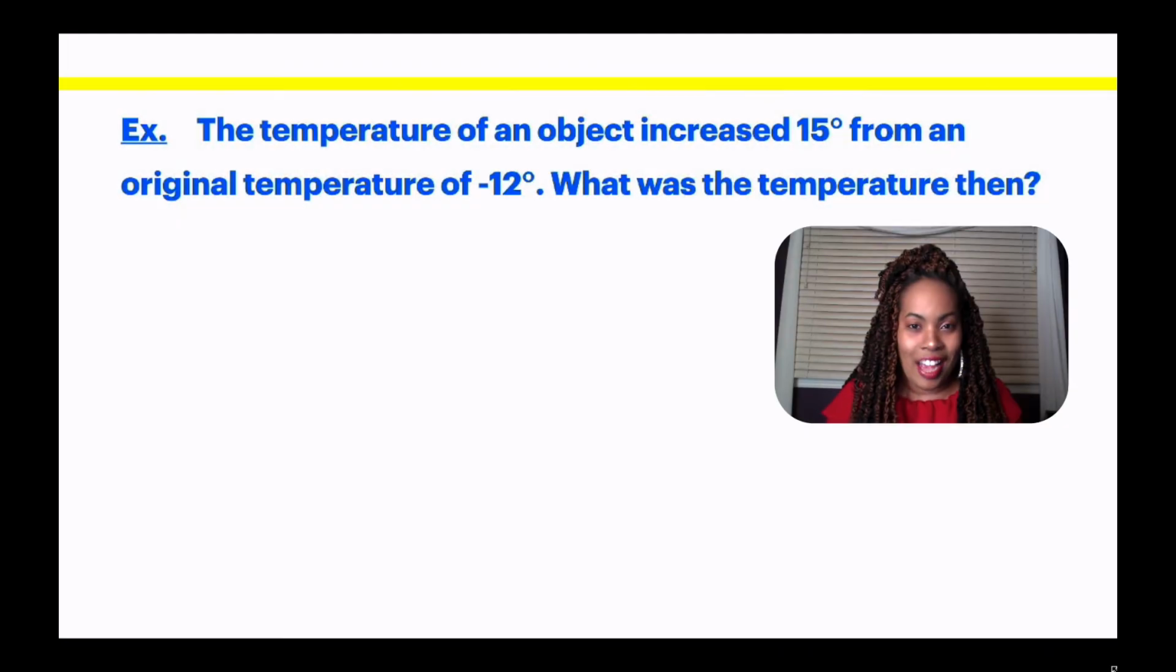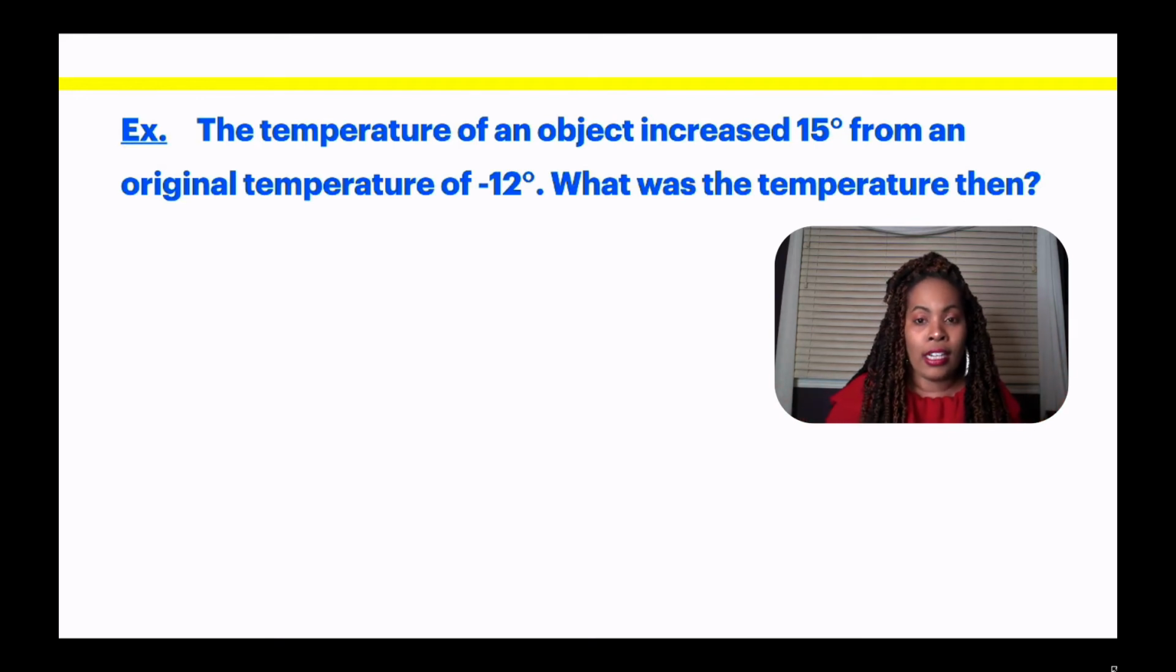Here's our next example. The temperature of an object increased 15 degrees from an original temperature of -12 degrees. What was the temperature then? So, if you look for those key words, like I said, there were two types of applications, right? A result of an increase was one of those options. So you notice the word increase in our story problem? Perfect. That tells us that we have to add.